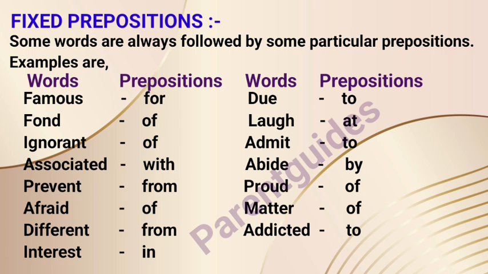Fixed prepositions. Some words are always followed by some particular prepositions. Examples are famous for, fond of, ignorant of, associated with, prevent from, afraid of, different from, interest in, due to, laugh at, admit to, abide by, proud of, matter of, addicted to.